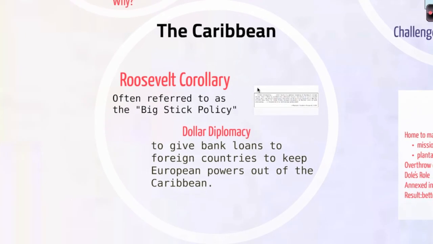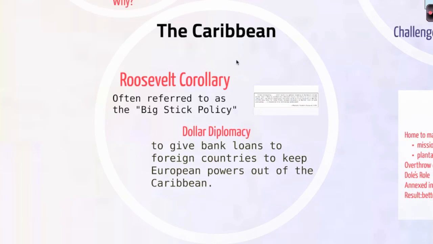Our role in the Caribbean. This is probably one that can sometimes be controversial, if you will. One of the things that comes from this is President Roosevelt, what he calls the Roosevelt Corollary to the Monroe Doctrine. This becomes known as the Big Stick Policy, which is a famous quote from Roosevelt where he said to walk softly and carry a big stick, which he used to justify sending troops into various parts to kind of be what we call a police power.